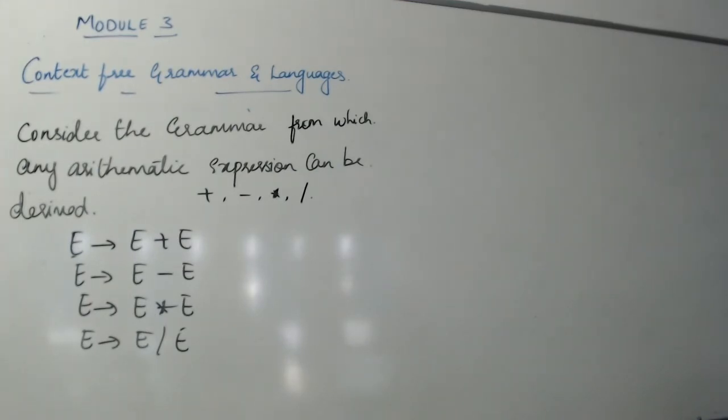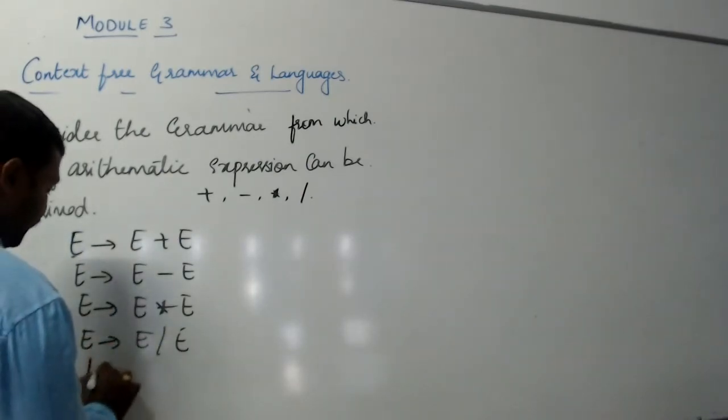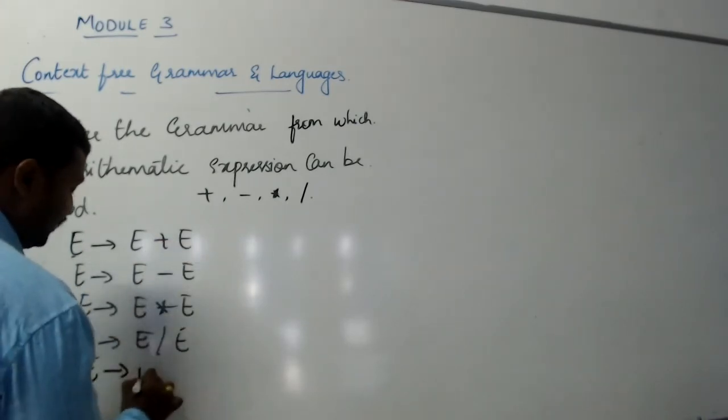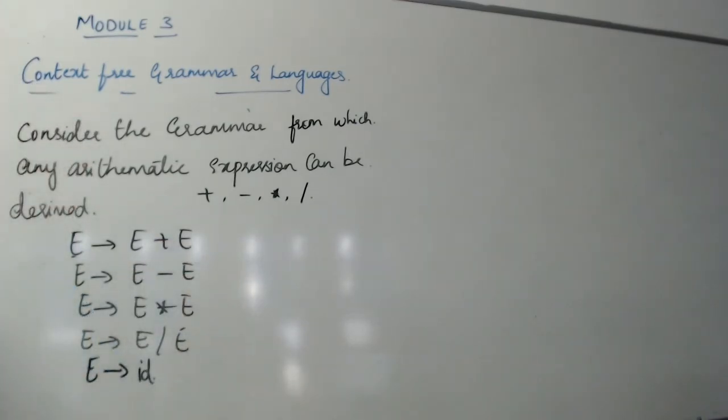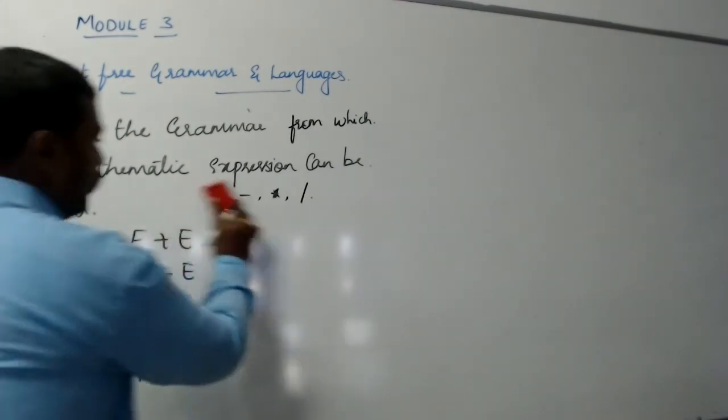But this is not a grammar. This grammar should end with a string of terminals. So what I should do is replace this with some terminal. I call it ID, or any IDs or any values you can consider. So from this particular thing, I need to derive an arithmetic expression. This is a grammar to derive any type of arithmetic expression. This is a given grammar, right? So using this grammar I need to derive one arithmetic expression.